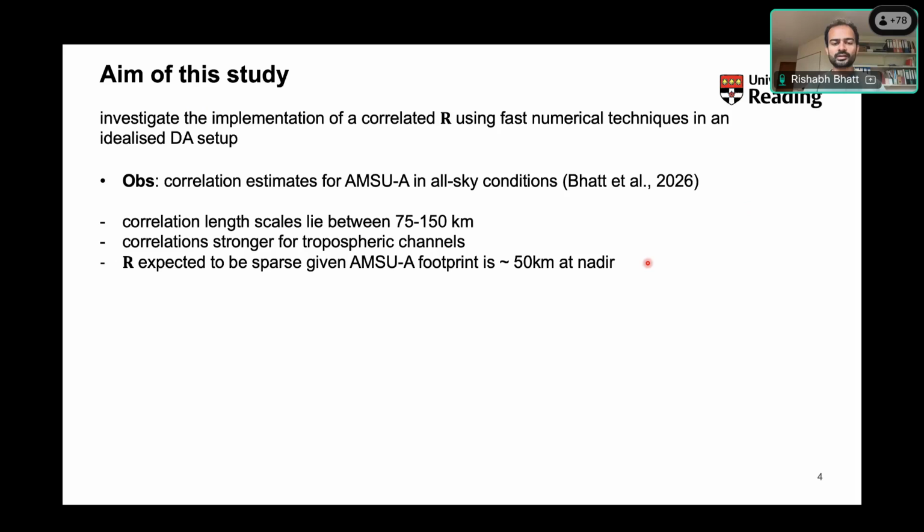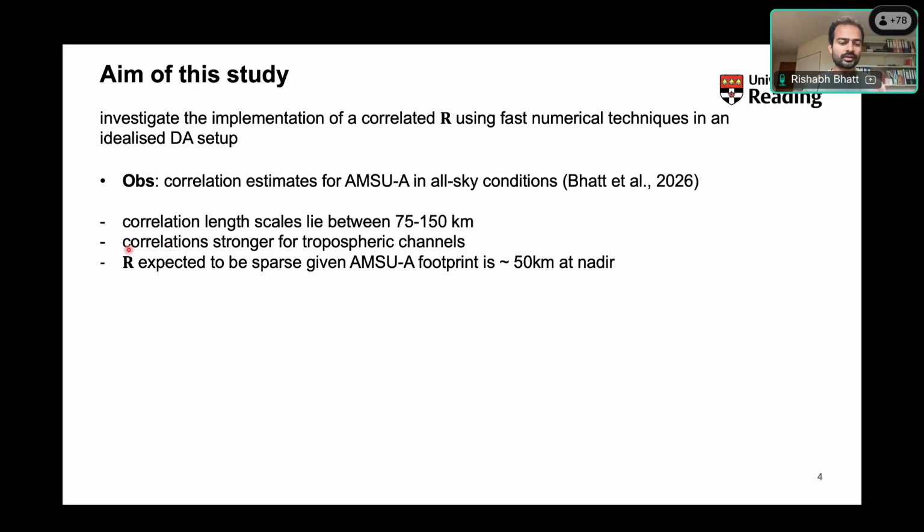And in a recent paper, we tried to estimate these correlations for AMSU-A observations in these conditions. What we also found is that the correlation length scales, so the separation distance between any two observations up to which the correlations are significant, lie between 75 to 150 kilometers. And we also found that the correlations are usually stronger for tropospheric channels, so in the areas where you would expect to have clouds.